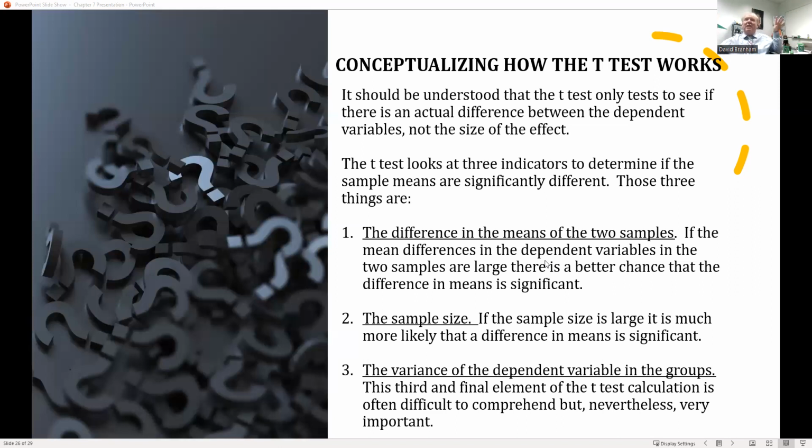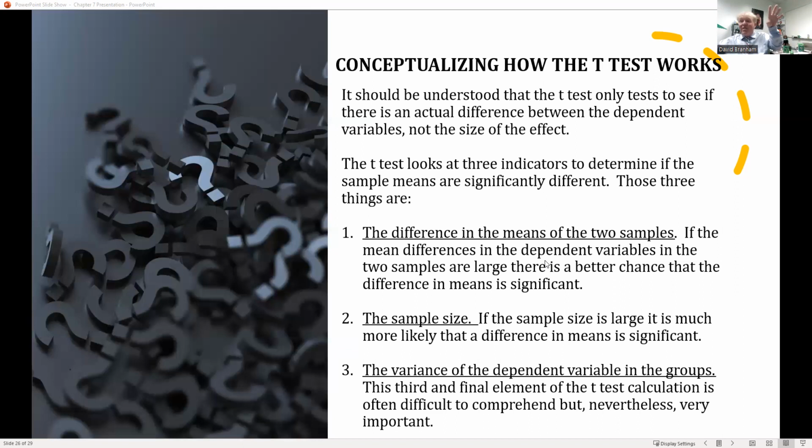If you get a really big t-test score, you can't say, well, the size of the effect is really large, because you're not testing for effect size. The t-test looks at 3 things to see if the null hypothesis can be rejected. It looks, 1, at the differences between the 2 sample means. If the mean differences in the dependent variables are larger, then you've got a better chance that you're going to find significance in the t-score.